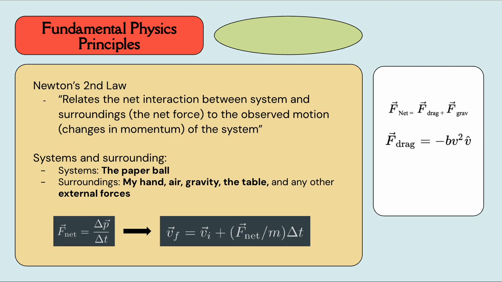The lab simultaneously demonstrates Newton's second law by showing how the motion of the projectile is governed by the net forces acting on it. The system for my lab was the paper ball, while the surroundings were my hand, the table, air, gravity, and other external forces.